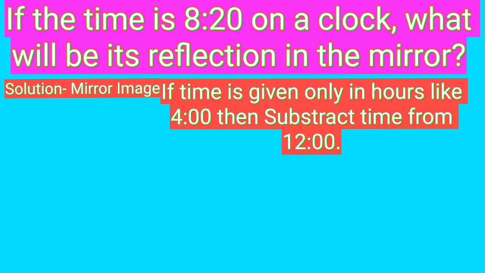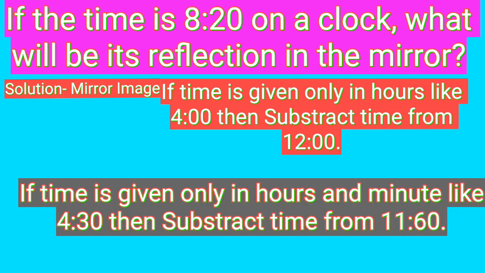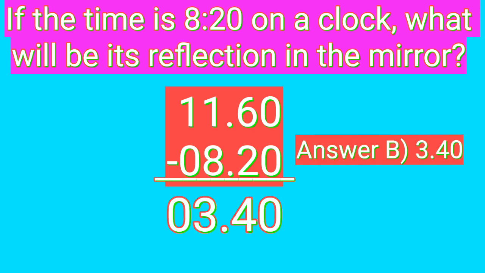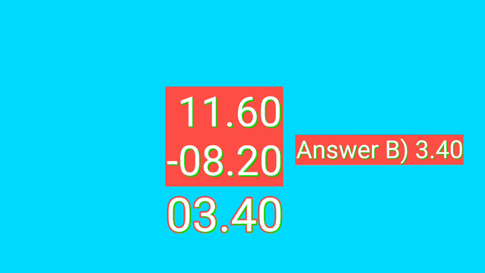So the mirror image first is, if the time is given like 4 o'clock, we will subtract from 12, and if the time is given with minutes, then we subtract from 11:60. So the answer is 3:40. Now it's your turn.